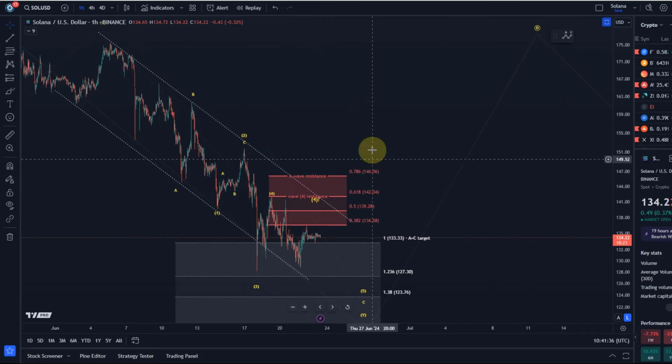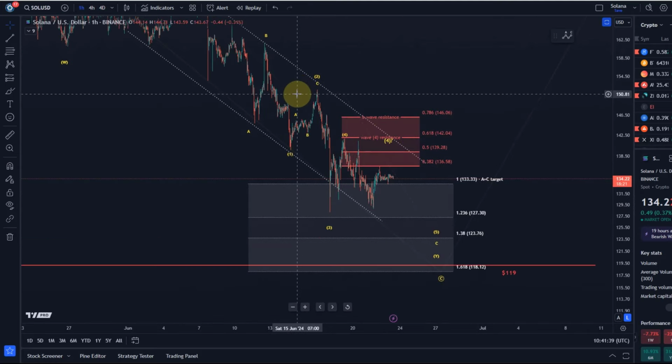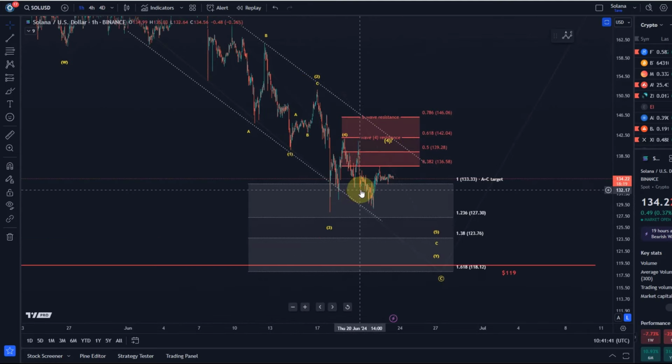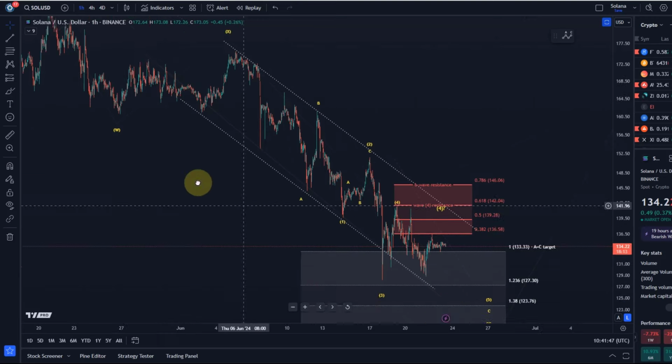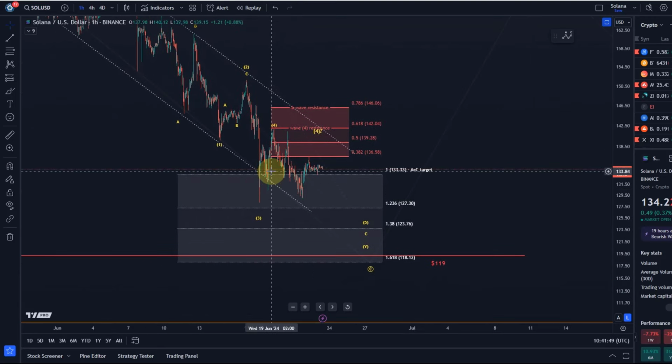So a few weeks ago, or last week or so, I mentioned that we should get to the $133 level. That is the A equals C target in this microstructure to the downside. Key target level. Obviously, they can always extend a bit. So we've got the next levels as well to watch in case the $133 level doesn't hold.